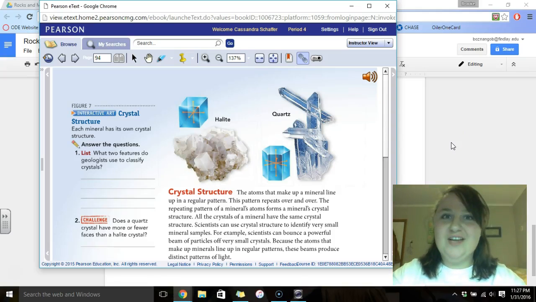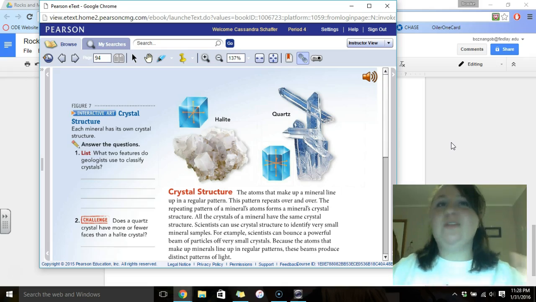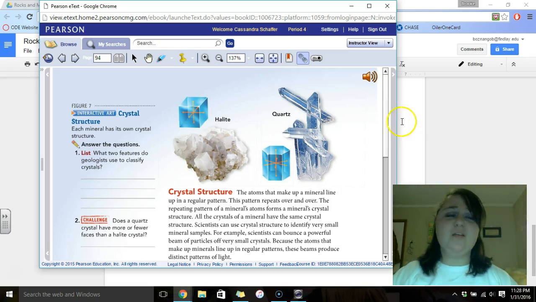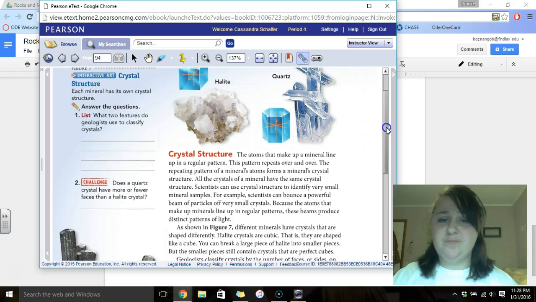Welcome back, little geologists. We're on our last set of notes over the properties of a mineral and how we identify them. So let's wrap them up. Here we go.